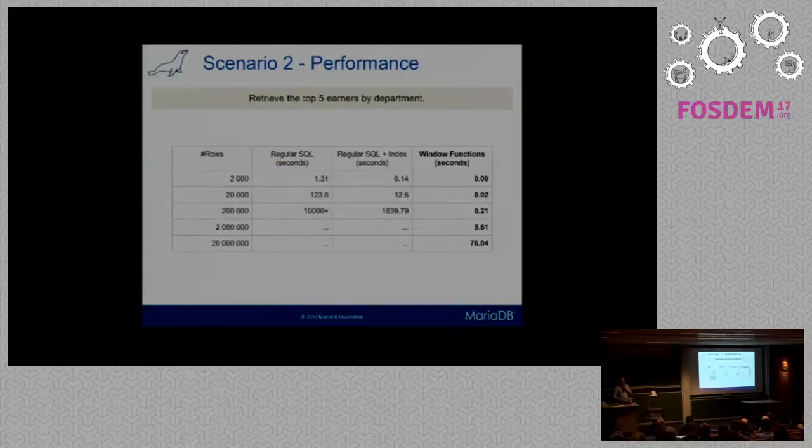Let's look at the performance for this one. The reason I've put an ellipsis there is because it never finishes, at least not until the battery dies on this laptop. So even with a very small data set, getting the top n is very difficult with regular SQL. However, it is instantaneous with window functions. So whenever you have these kinds of queries, making use of window functions can greatly improve your application's performance.